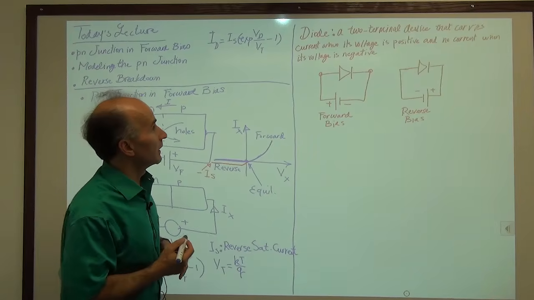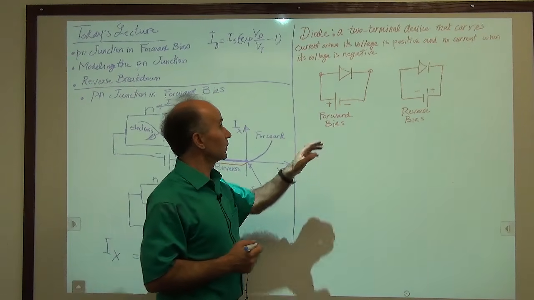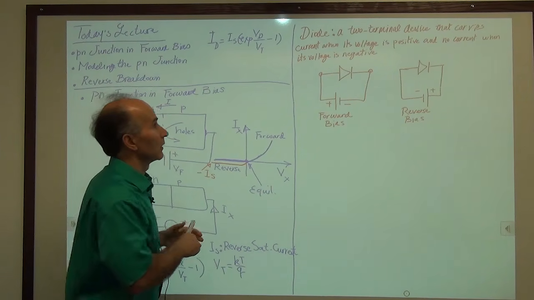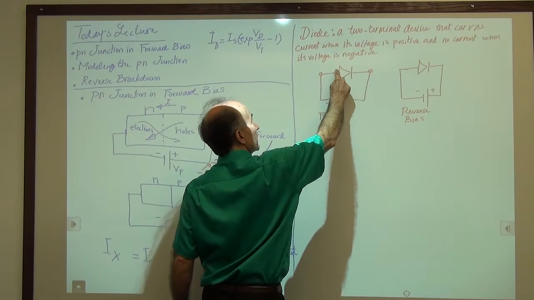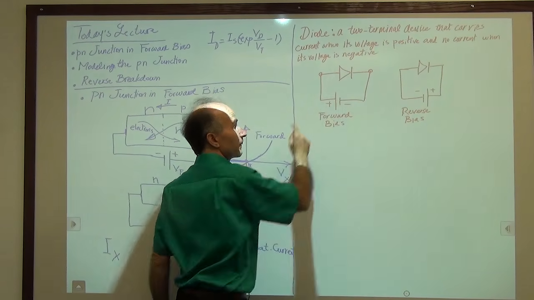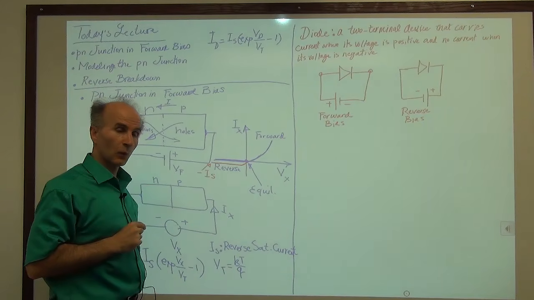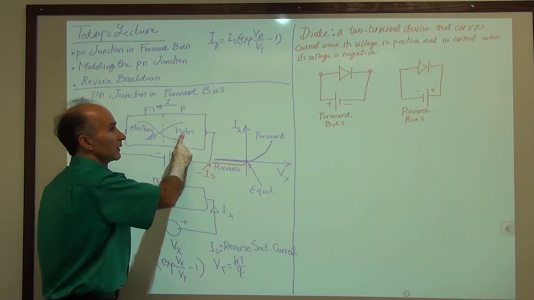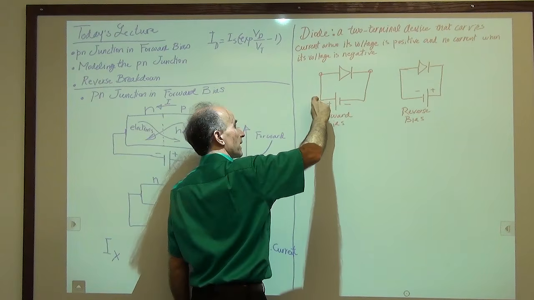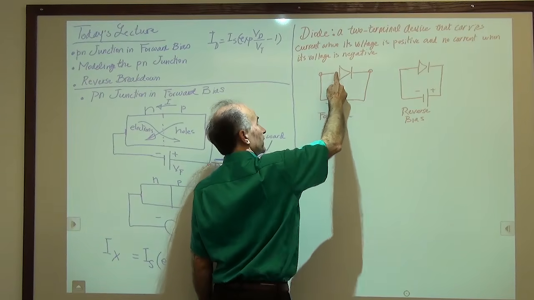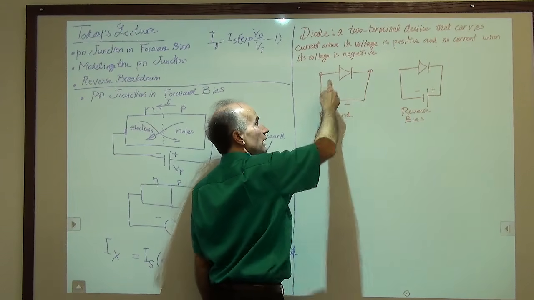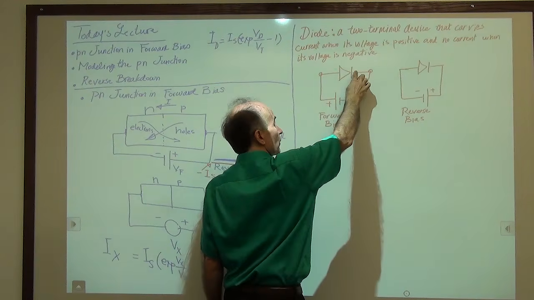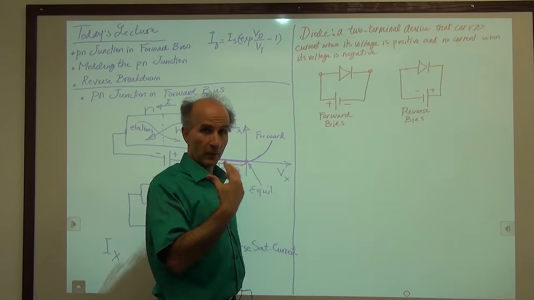Okay, so if we try to establish a correspondence between what we see here and what we see here, it becomes clear. So is this terminal the P side or the N side? Well, remember, for forward bias, the positive of the battery has to go to the P side. So this terminal, or this arrow if you want, represents the P side of the diode, or the P side of the junction, and this terminal represents the N side of the junction. That's how we have to memorize it.